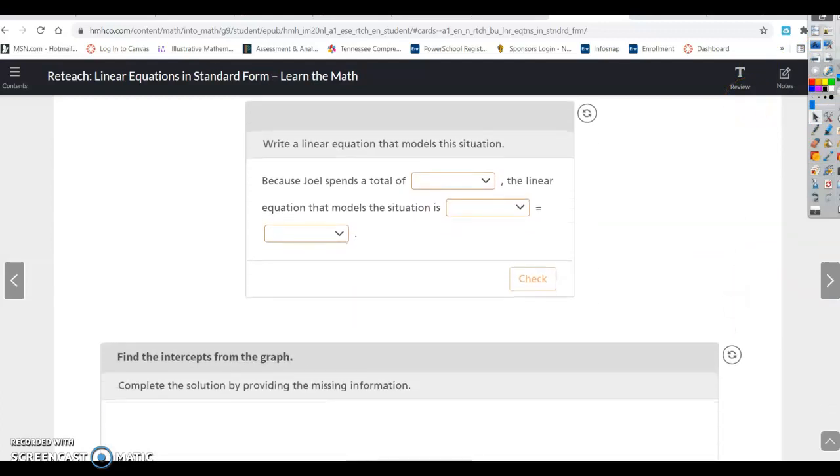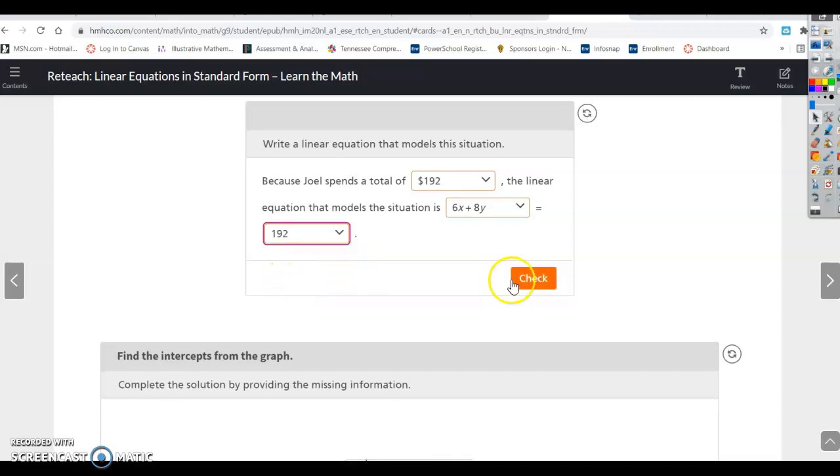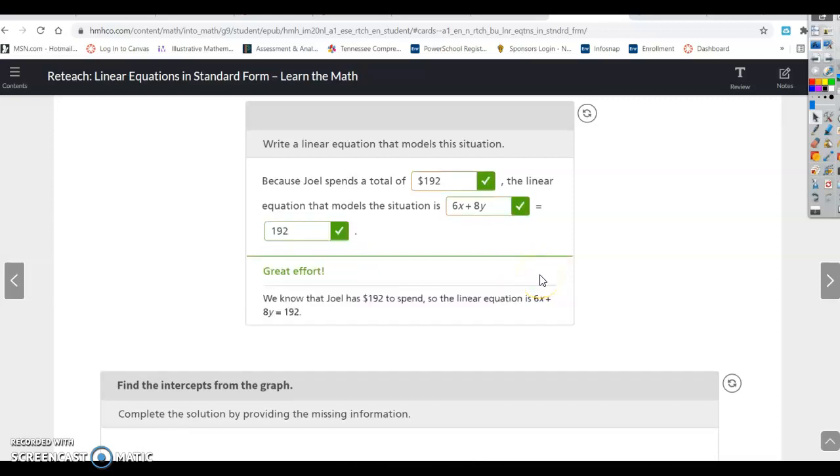To write a linear equation that models this situation, because Joel spends a total of $192, the linear equation that models this situation is 6x plus 8y equals $192. And again, that's just the information that we were given above.